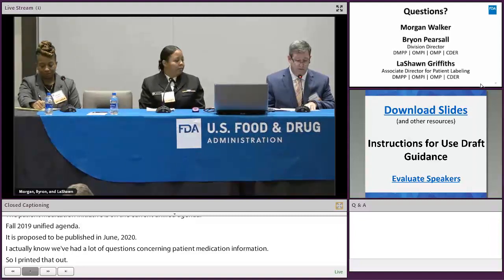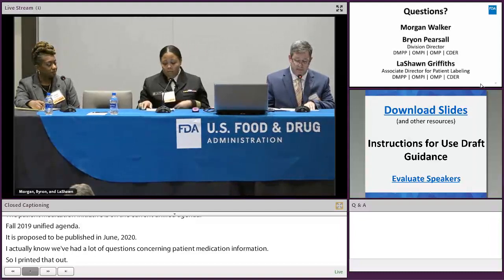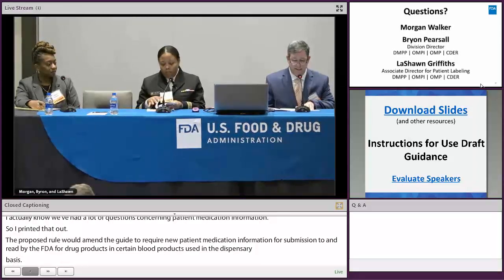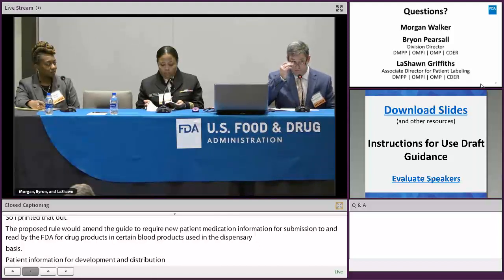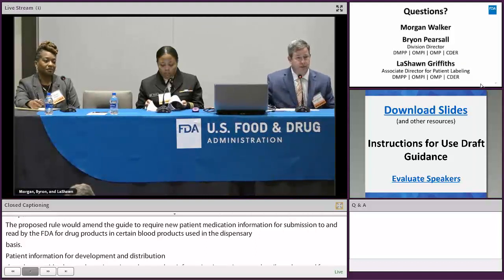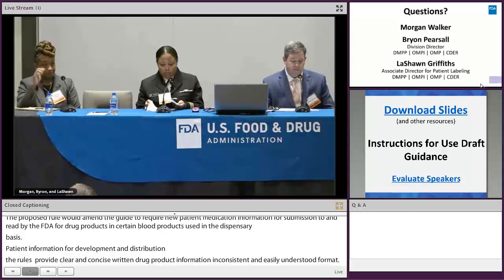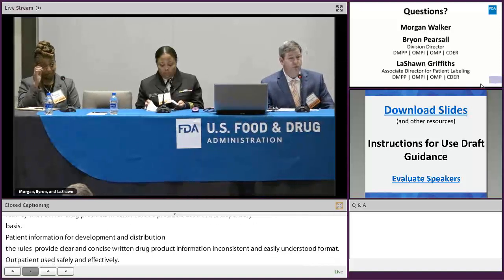The proposed rule would include requirements for patient medication information development and distribution. The proposed rule would require clear and concisely written prescription drug product information presented in a consistent and easily understood format to help patients use their prescription drug products safely and effectively. And once again, that is on the Unified Agenda and is slated for, as I said, June 2020.